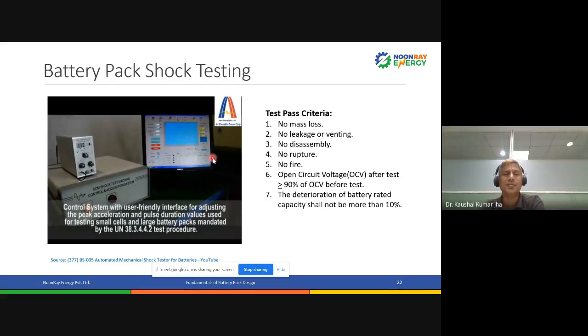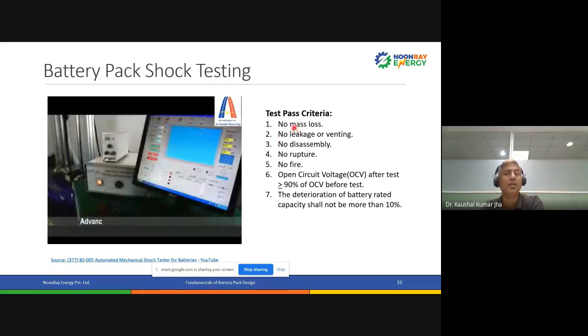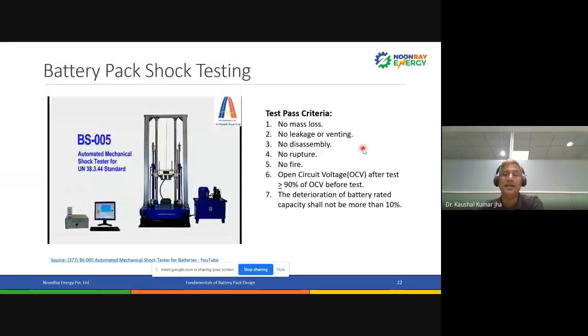So what are the criteria for these types of tests? Generally, no mass loss. That means no leakage has happened. No leakage or venting; the cell has not ruptured. There is no gas formed, so no venting. No disassembly; it is still in integrated form. No rupture; the cell has not cracked. No fire. And open circuit voltage is greater than 90%. That means the cell has also not lost its capacity. And for the rated capacity, the deterioration should not be more than 10%. So these are the pass criteria.